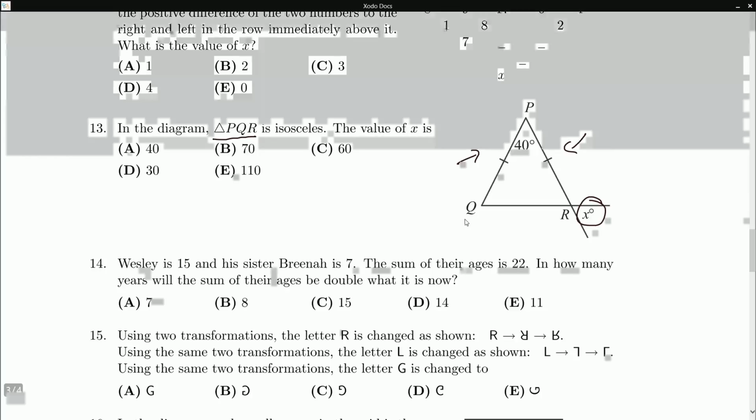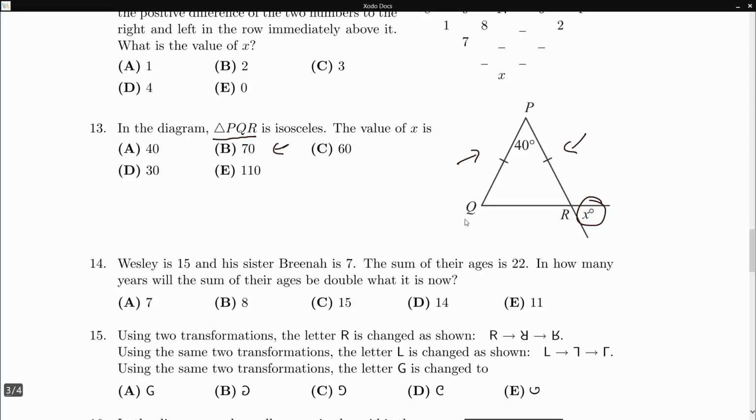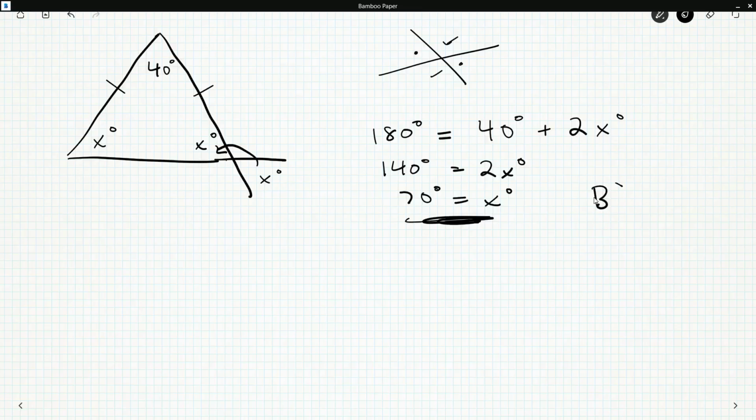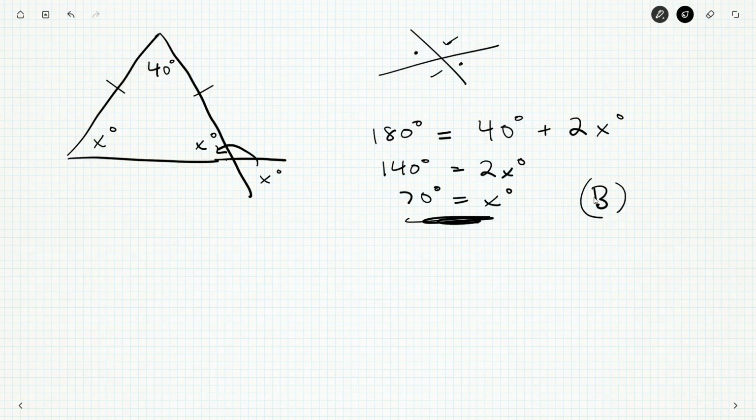And 70 should be one of our possible answers. There it is, it's B. So we would bubble in B, and we move right along to question number 14.